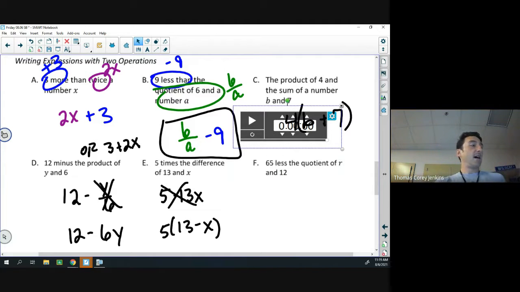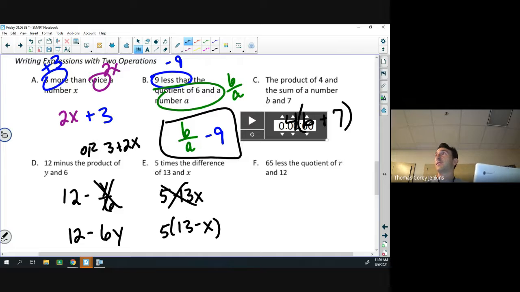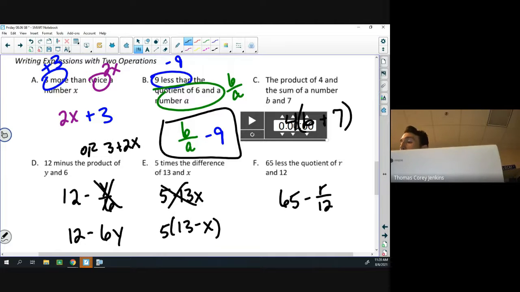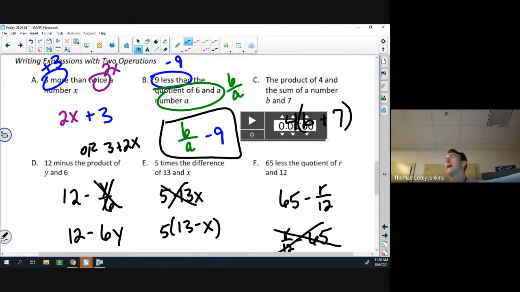All right, and then example F, Jacob Kruger, 65 less the quotient of r and 12. How did I write that? All right, need a little bit quicker. Nolan? 65 minus r over 12. All right, that's it. Very good. 65 minus r over 12. r over 12 minus 65 would be wrong, so you would need to correct that. If you had r over 12 minus 65, you would need to mark that out.